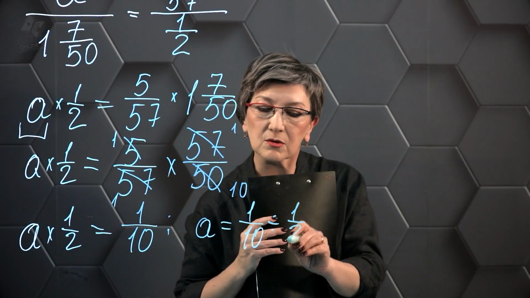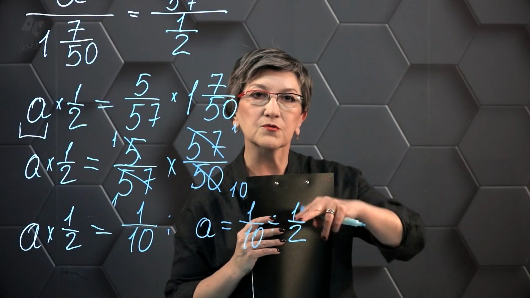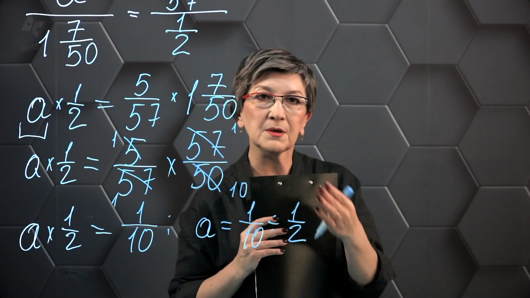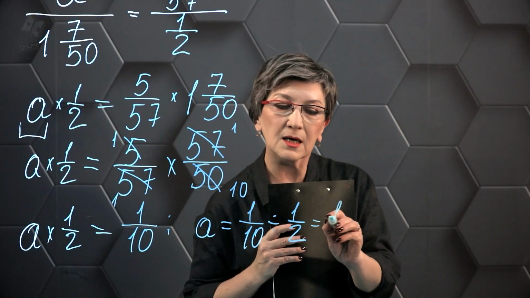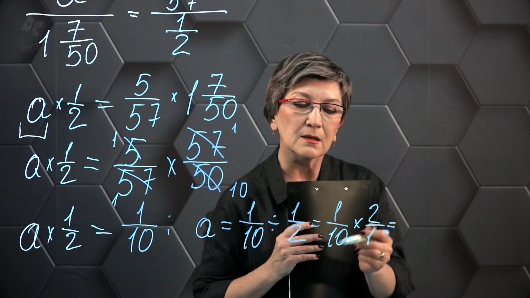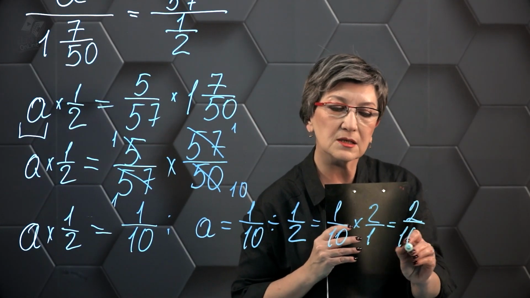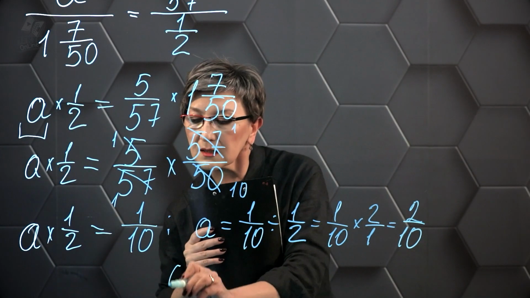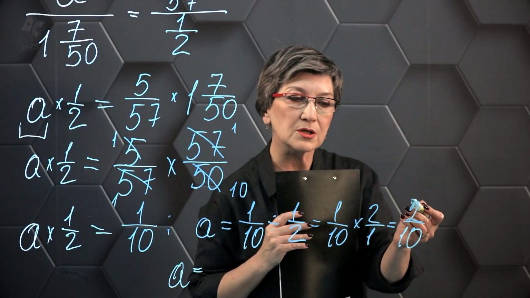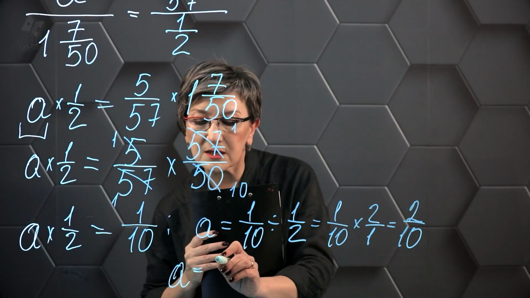A equals 1/10 divided by 1 1/2. To divide a fraction by a fraction, we need to flip the second fraction and change the division sign to multiplication. 1/10 multiplied by 2/3. 1 times 2 is 2 and 10 times 3 is 30. 2/30 can be reduced. 2 divided by 2 and 30 divided by 2. The result is 1/15.